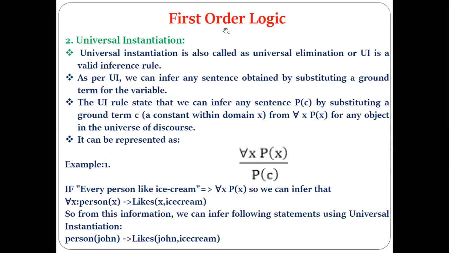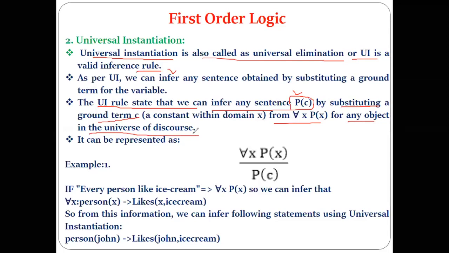That is the universal instantiation, also referred to as universal elimination, and it is a valid inference rule. Let's see how it is valid. First, let us understand what the rule states. The universal instantiation rule states that we can infer any sentence P(c) by substituting a ground term c from ∀x P(x) for any object in the universe of discourse. The meaning of this rule is nothing but the inverse of our previous rule.